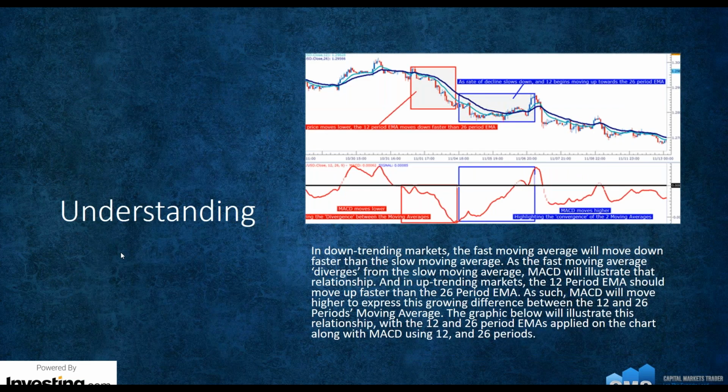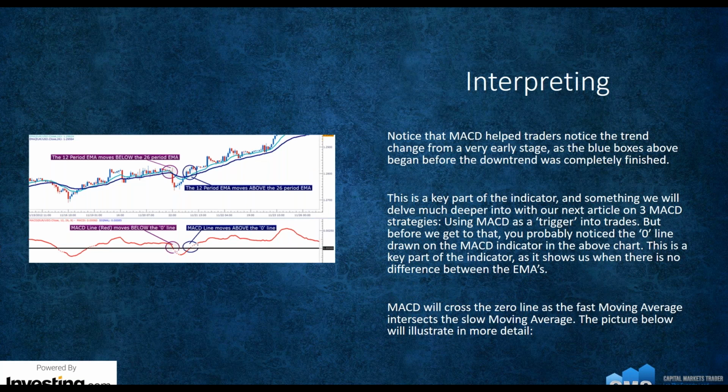So in downtrending markets, we talked about the fast moving average will move down faster than the slow moving average. As the fast moving average diverges from the slow moving average, the MACD will illustrate that relationship. And that is the MACD line itself. Then we come to the next part.